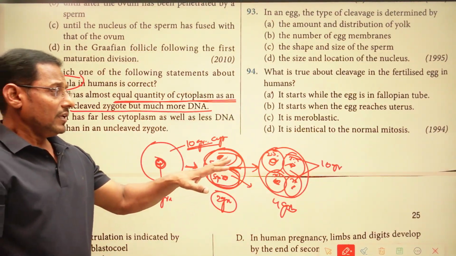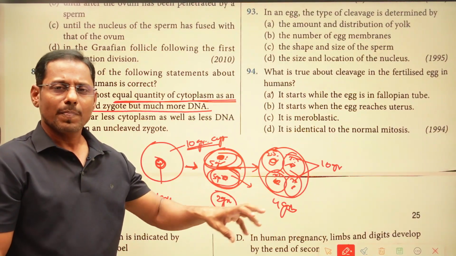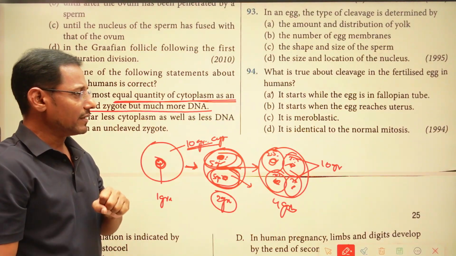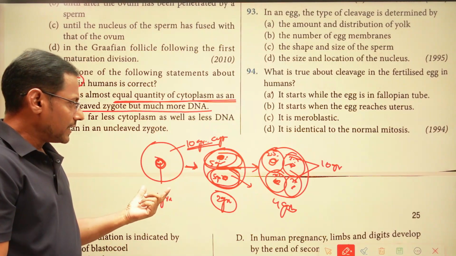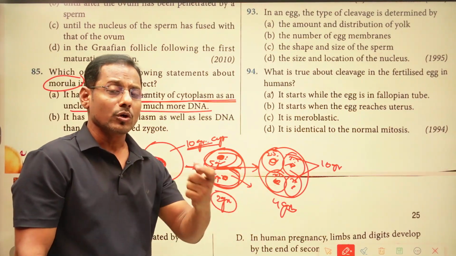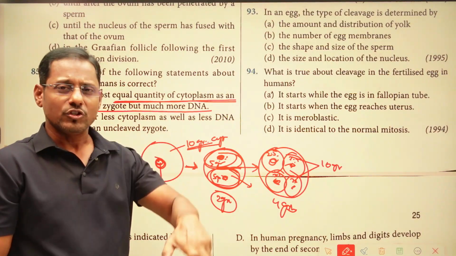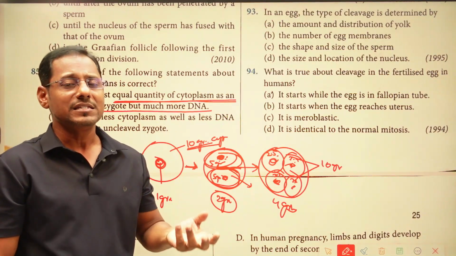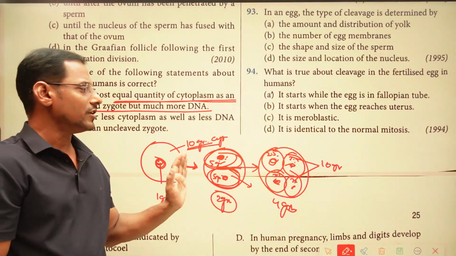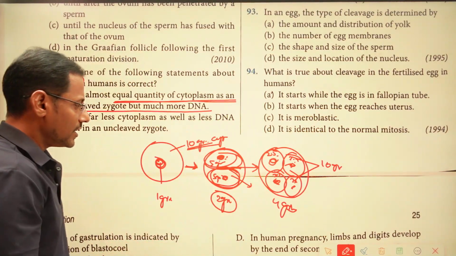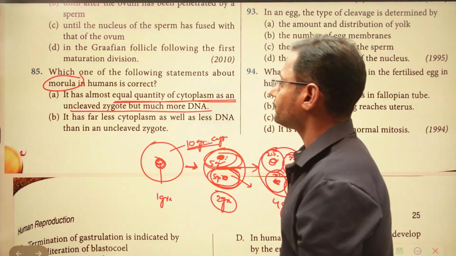In this way, the number of cells is increased, the size of the cells is going to be decreased, the quantity of the cytoplasm is maintained constantly, and the genetic material is going to be increased in its quantity. These are the different changes taking place in the morula. Let us check which one is the right one.